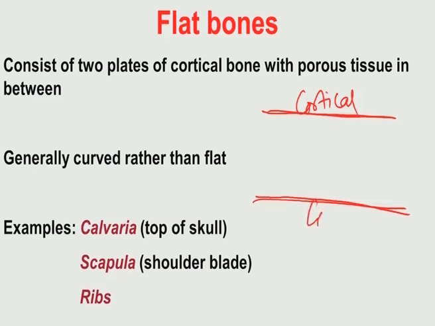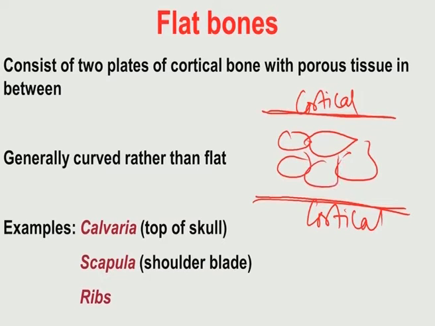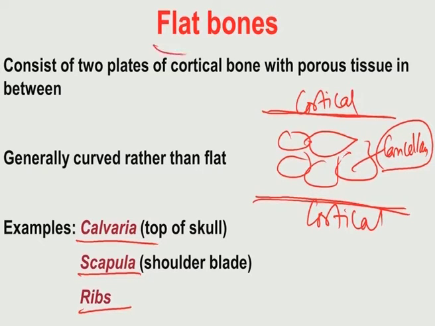So, these 2 flat plates are essentially the cortical bone structure. So, 2 sides are cortical, and in the intermediate you have a large porous structure, and this is your cancellous bone structure. So, this is a typical morphological feature of the flat bone structure like calvaria, scapula and ribs, and although the name suggests it is flat, it is mostly curved rather than being flat.